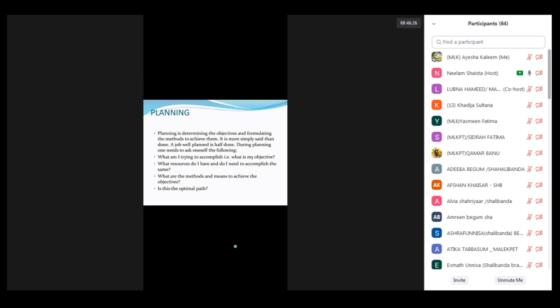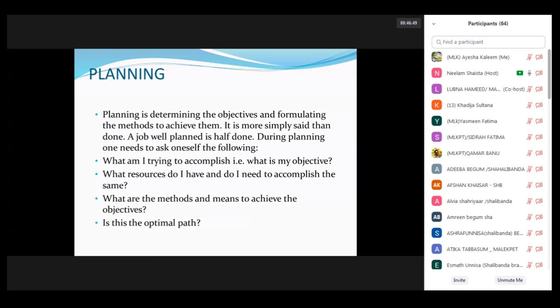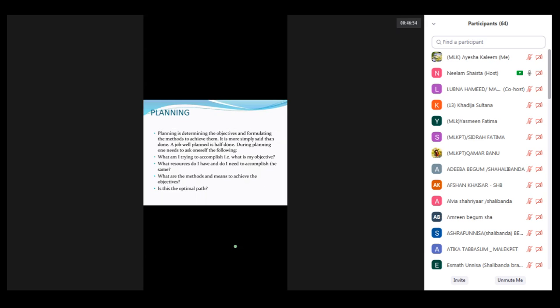During planning, one needs to ask oneself the following questions. What am I trying to accomplish? What is my objective? Your objective should be set in mind when you are planning something, the reason you are doing this work. What resources do I have and do I need to accomplish the same? What resources you have, like raw materials, human resources, whatever you have, and do you need to accomplish the same thing, or something extra for that?